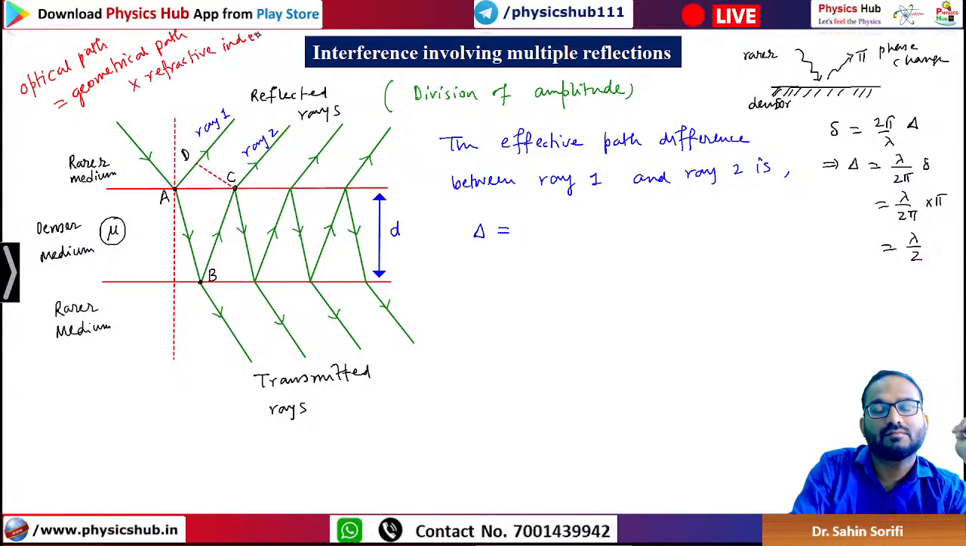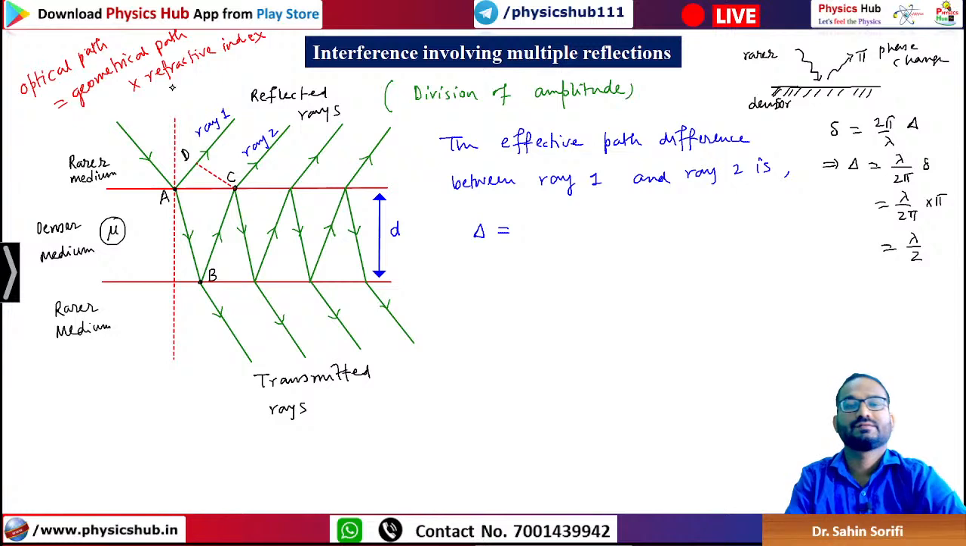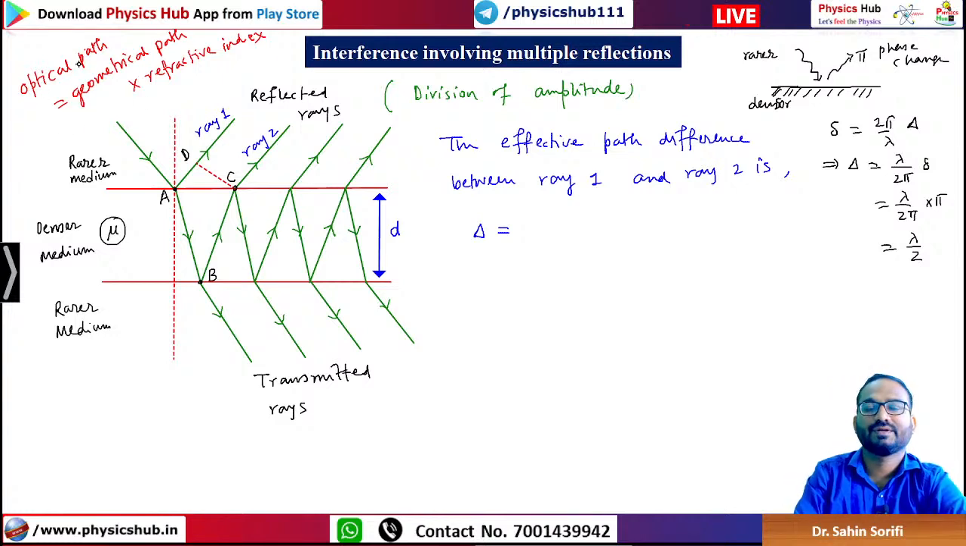When you are moving in air, mu is 1. So that is why geometrical path and optical path are the same. That is why in Young's double slit experiment, it did not create any problem. Now we have already mentioned this when we inserted a thin plate, right? So here ray 2 is traveling through this denser medium, the film, but ray 1 is traveling in air.